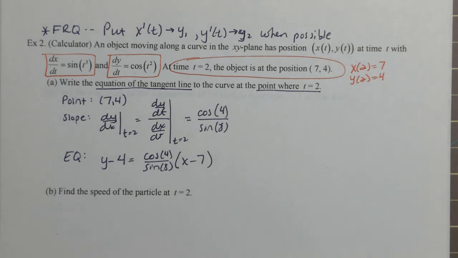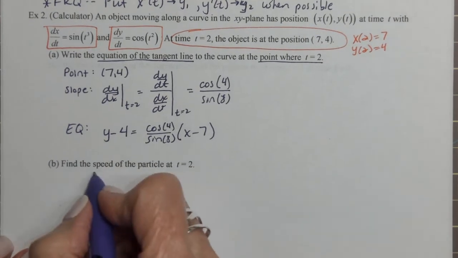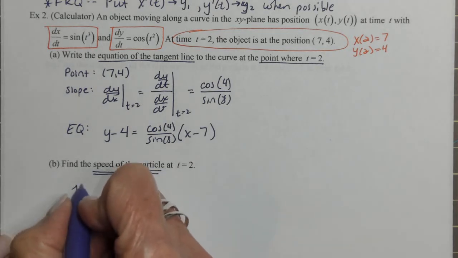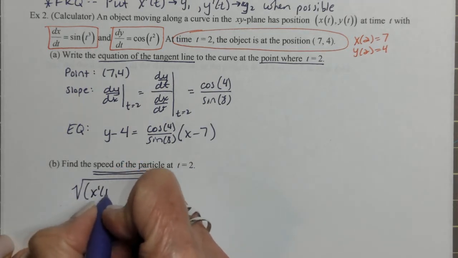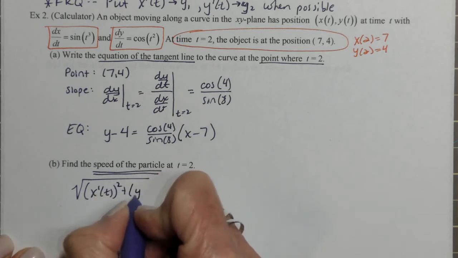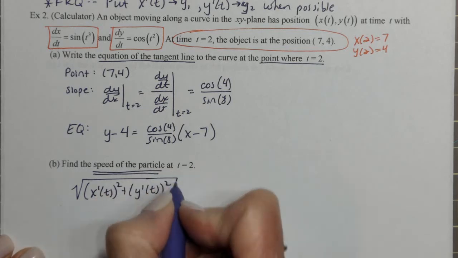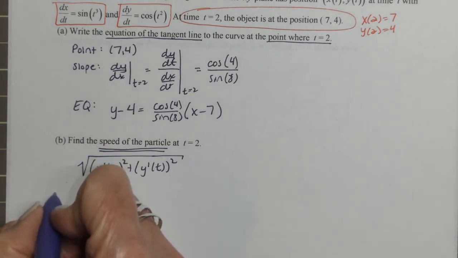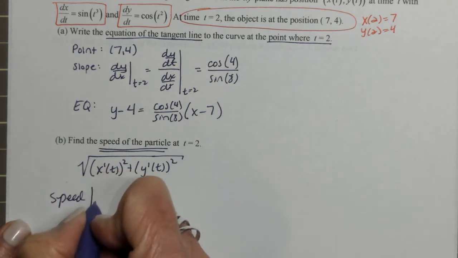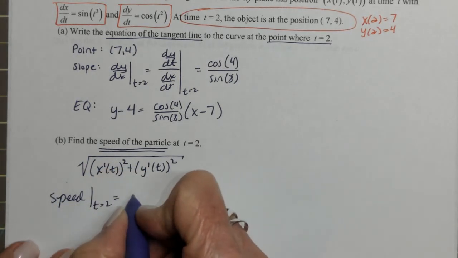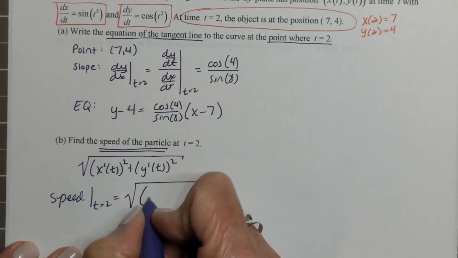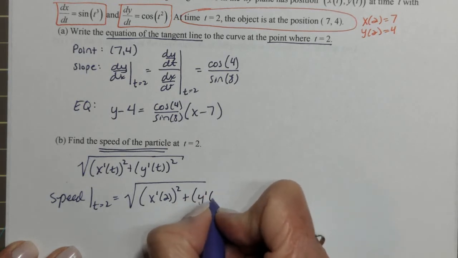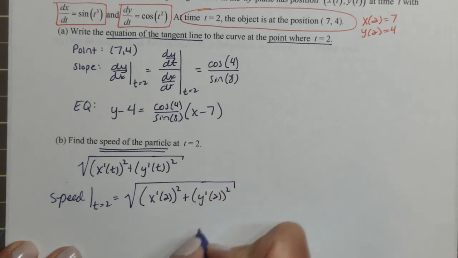All right. Find the speed of the particle at time 2. So we need to pull out of our pocket our formula for speed. Speed is the square root of x prime squared plus y prime squared. Know your formulas. Okay? So the speed at time 2 is going to be the square root of x prime at 2 squared plus y prime at 2 squared.